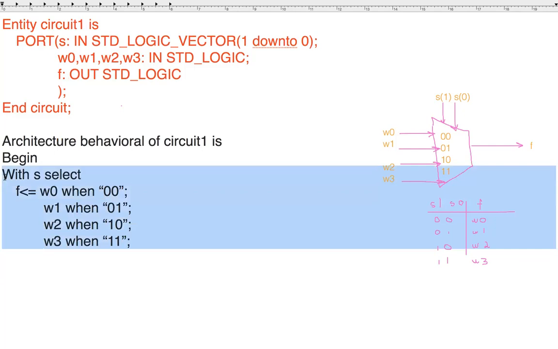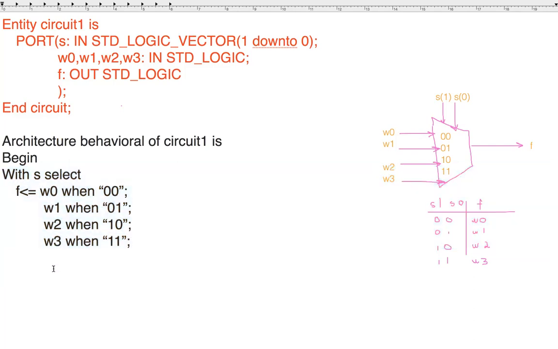Remember, use with select outside when you're not in a process statement. In a process statement, you would use the if else statement, but since we don't have a process, it's with select. You can also use when else. Either one works, whichever you want. Also, right here, instead of saying when 1, 1, I could have said when others, and that would cover all other cases. The only other case for this 2-bit would be 1, 1. You can do it either way. And so then I would end the behavioral.